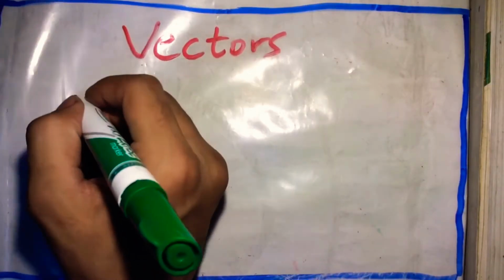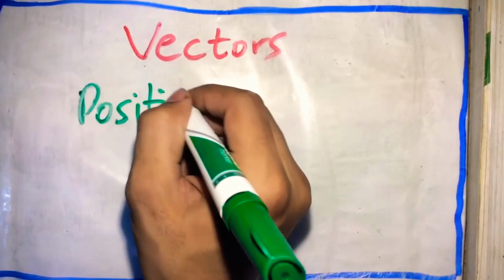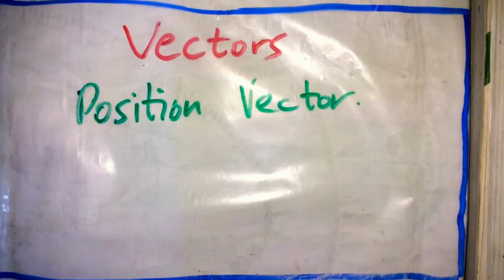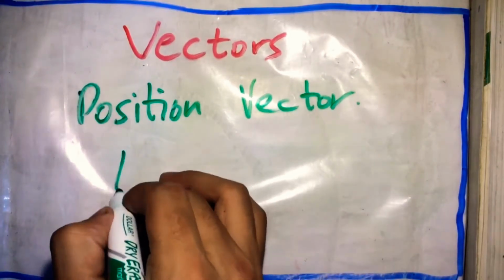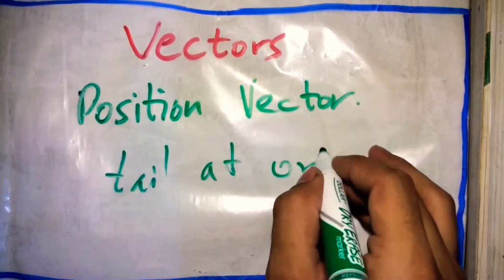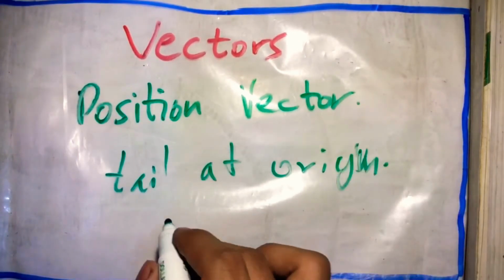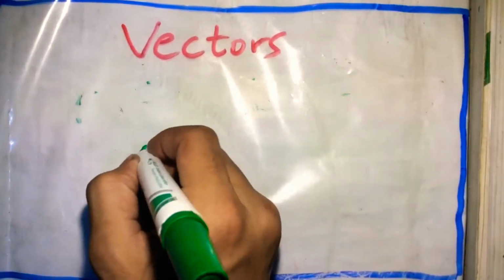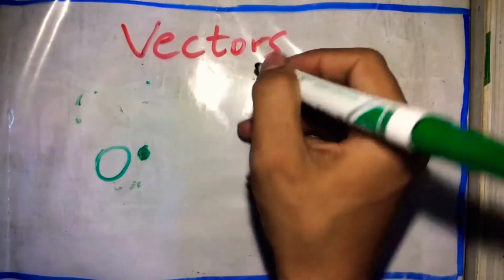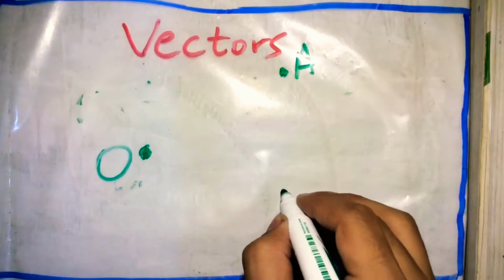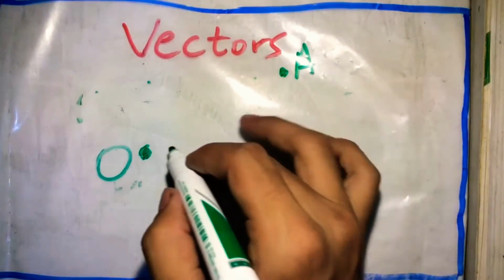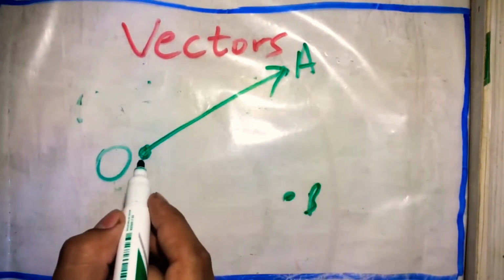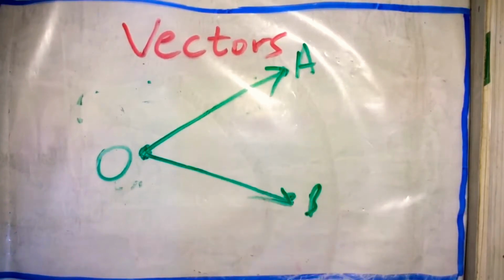Another vector is the position vector. A position vector is a vector that has its tail at origin. So, for example, if this is the origin, this is A and this is B. The position vector of A will be OA, that is this vector. The position vector of B would be OB, this vector.